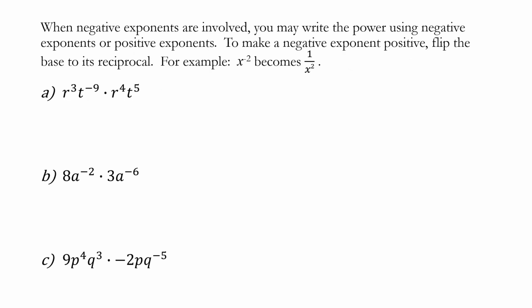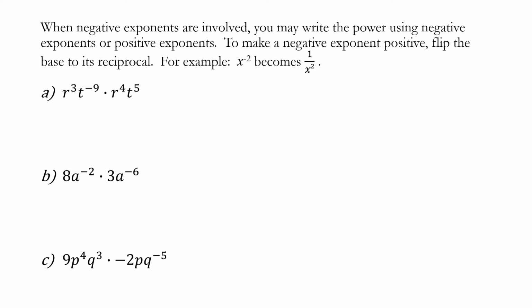So when negative exponents are involved, you may write the power using negative exponents or positive exponents. The question will usually tell you which it wants it in. To make a negative exponent positive, you flip the base to its reciprocal. So for example, x to the -2nd power becomes 1 over x to the second.